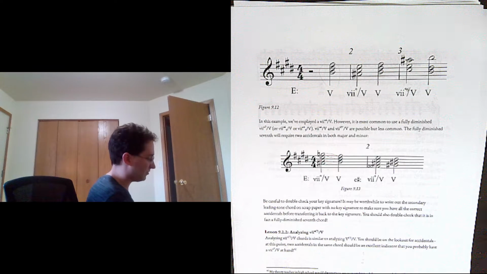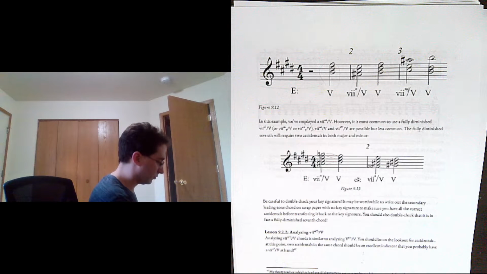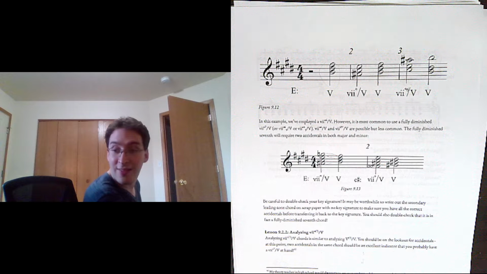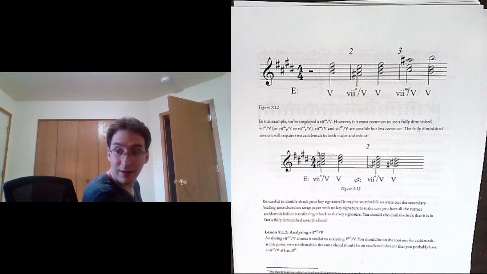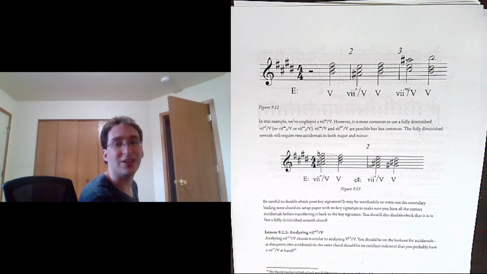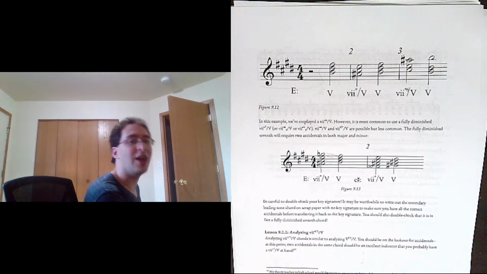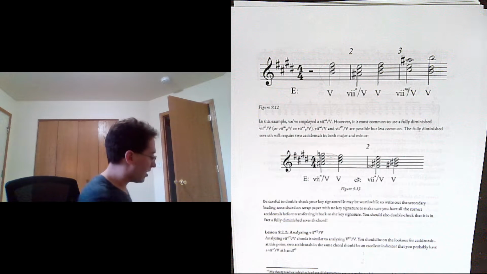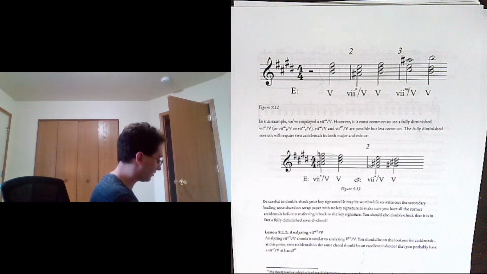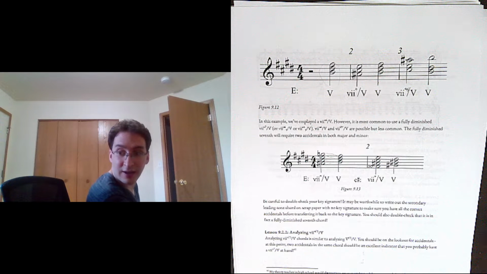So again, we're in the key of E. 1, 4. And then we get our 7 diminished 7 of 5. Ooh, crunchy. Resolve and back to tonic. And if we're in C sharp minor, the same thing applies.